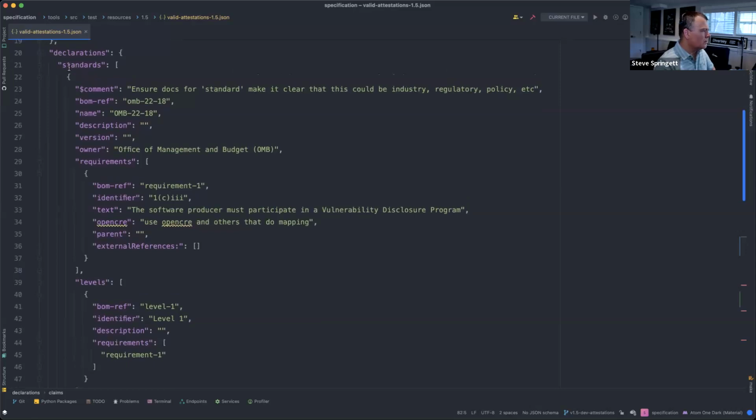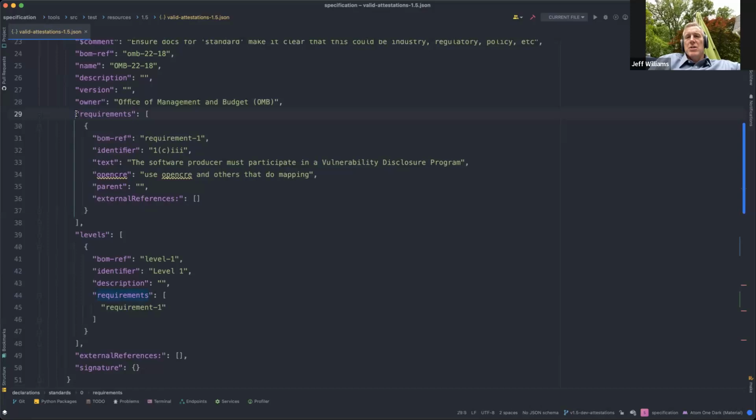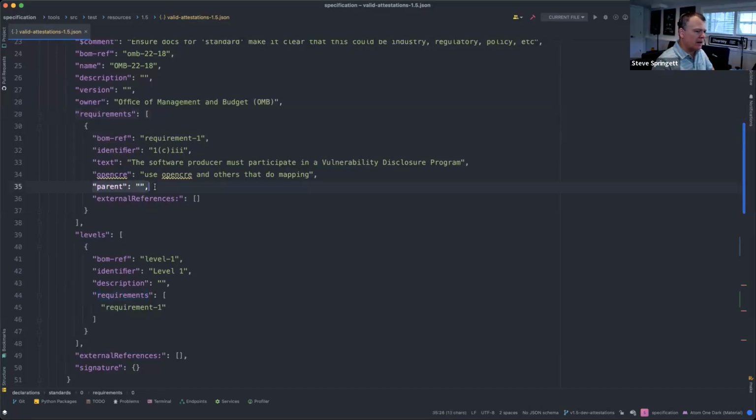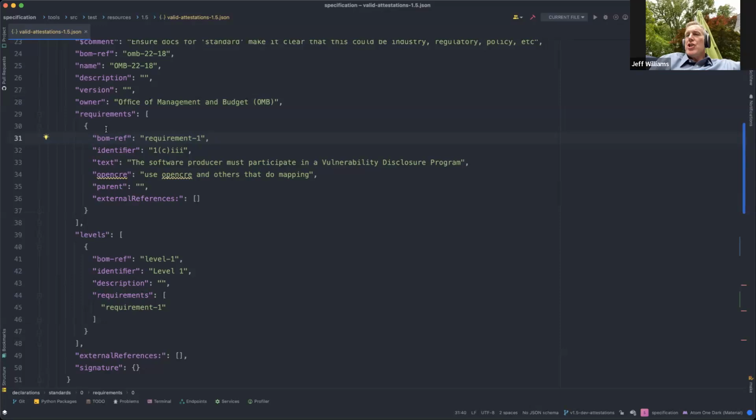We broke out standards, so you can describe, in this case, OMB 22-18 as an example, as a set which has a bunch of requirements. And then you can optionally have parent requirements as well, so you can create that hierarchy structure if you want. Each one of these requirements, whether it's a parent or a child, is going to have a BOM ref, which you can then link to in all of your claims. Now the claims themselves are not hierarchical; they don't need to be. So the claims are the leaves of the tree, and the requirements are the branches.